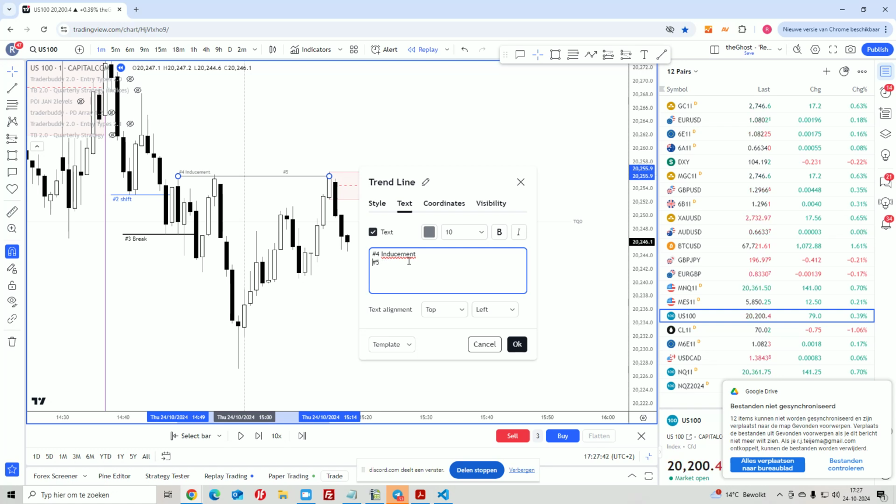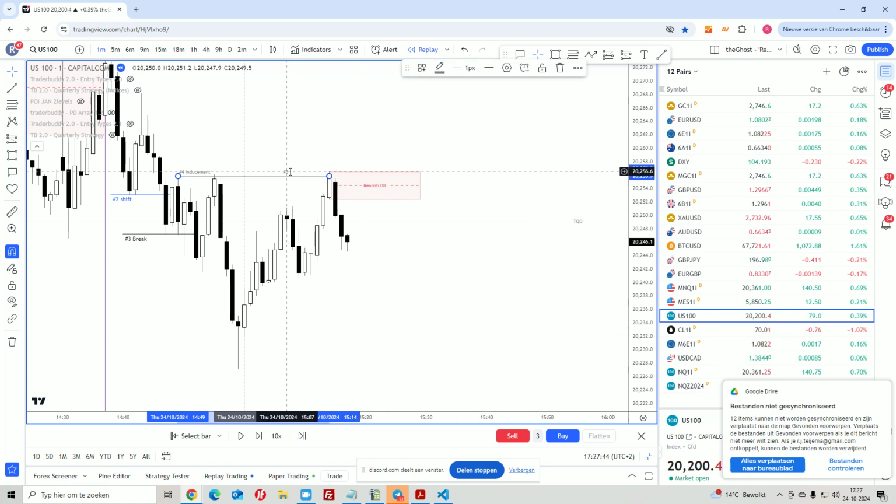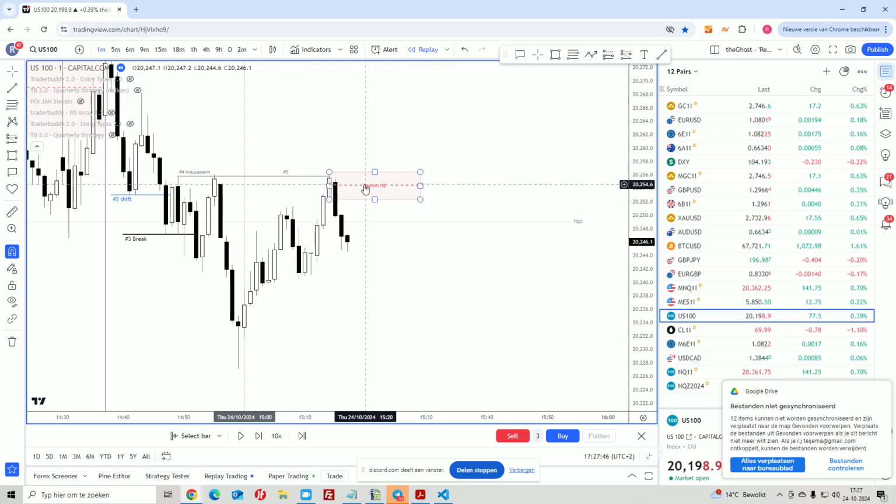That's too bad. Over there. Step 5. And now we have an order block created, bearish OB, which is step 6.